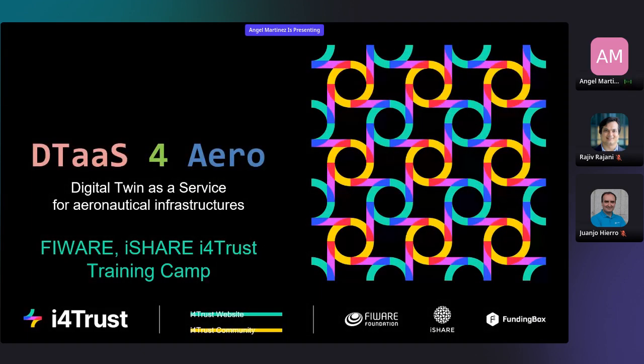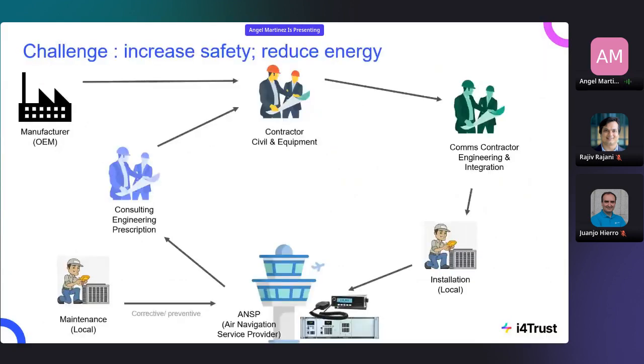Sorry for that. So our project is about creating a digital twin as a service for aeronautical infrastructure. To give you a bit of context, air navigation service providers are basically the people that control airplanes, and all the efficiency, safety, and capacity of this system relies on the technical infrastructure that ANSPs have available to control. So it's radars, radios, and so on. We have a whole community serving this purpose: manufacturers, contractual equipment, engineering, installators, consulting, and the navigation service providers and maintenance.